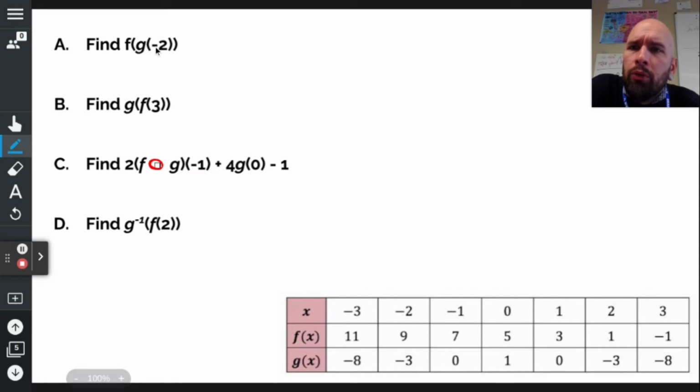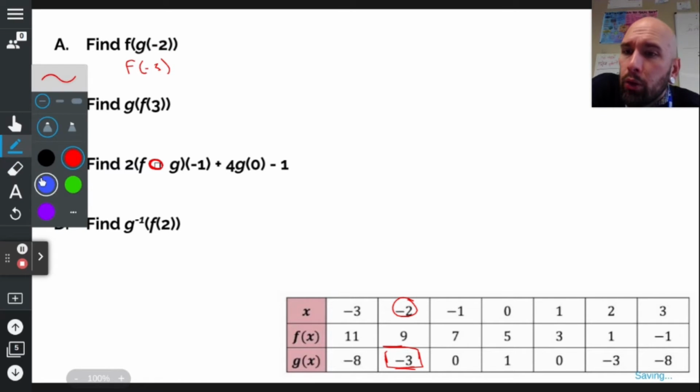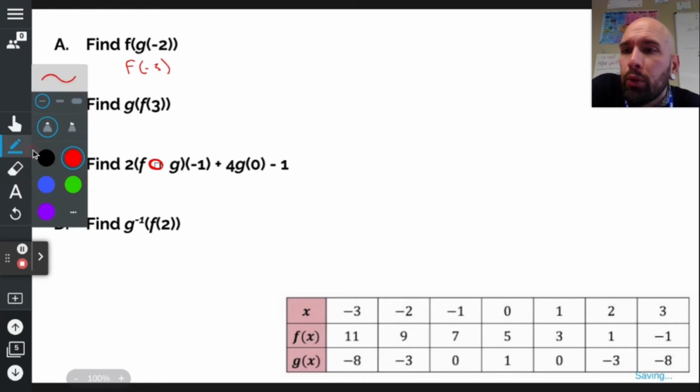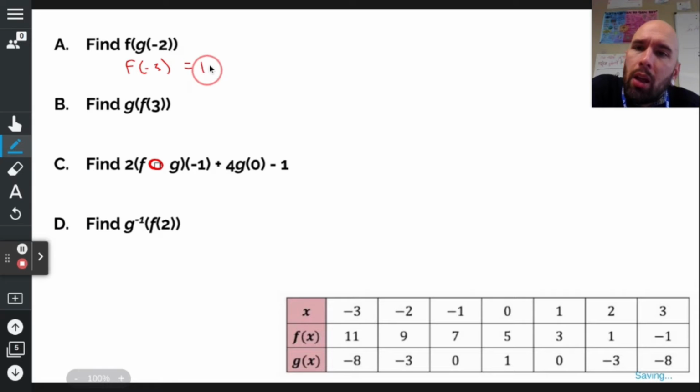So f of g of negative 2 means the first thing I need to do is find g of negative 2. So here's negative 2. So g of negative 2 is going to be negative 3. Cool, got it. Now that I know that, I have to find f of negative 3. And here's negative 3. F of negative 3 is 11.